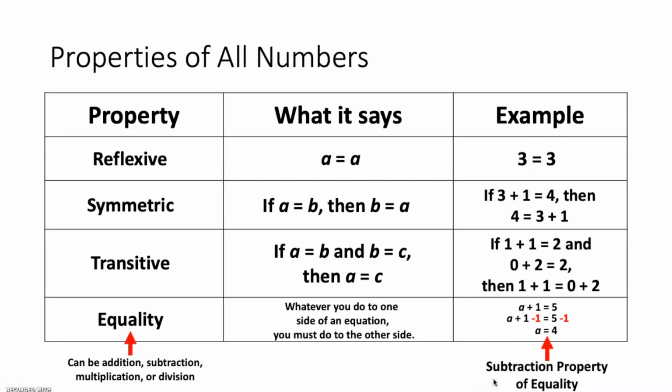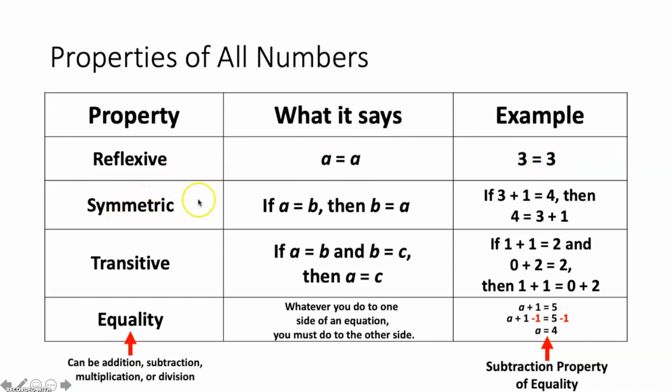Now let's talk about some properties of all numbers. This doesn't matter whether it's addition or multiplication, it's just properties of all numbers. The first one would be the reflexive property, which is the common sense property. It just says A equals A. A number equals that same number. So 3 is equal to 3. We know that by the reflexive property.